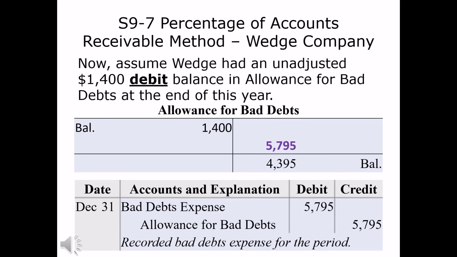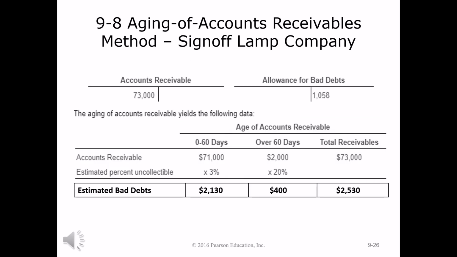The final allowance method, and probably the most realistic, is the aging of accounts receivable method. We're going to look here at the Sign-Off Lamp Company. Assuming that they have a balance in accounts receivable right now of a debit, $73,000, they also have a balance in allowance for bad debts right now of $1,058 credit. Here's what an aging of accounts receivable information or report looks like.